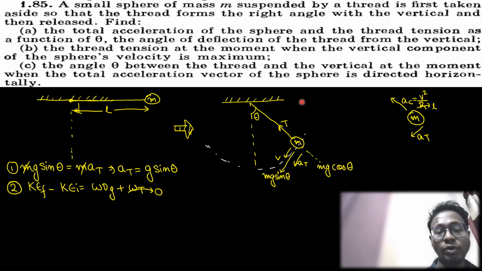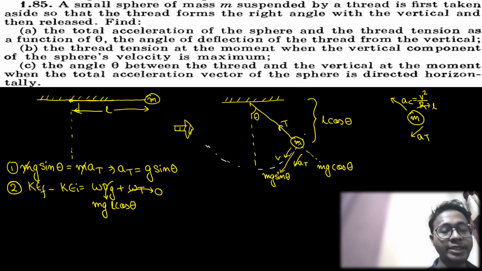Okay, work done by gravity. Gravity force will always act downward, and this much length is nothing but L cos theta. So the work done by gravity force would be m into g into L cos theta. Fair and fine.